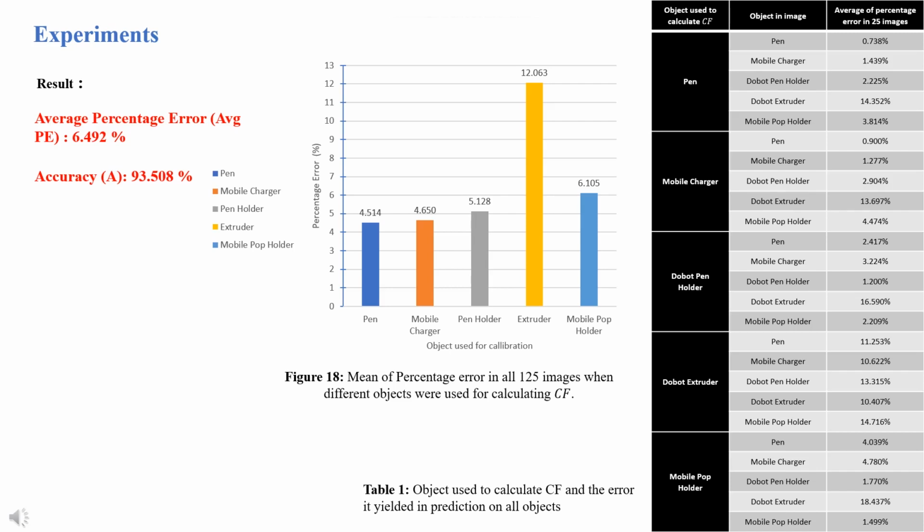When dot extruder was used for calculating the conversion factor, the average of the percentage error in all 125 images was at 12.063%, the maximum. This is likely resulted because of the large difference in the height of the extruder, 55 mm, and other objects. The mean height of other objects was 8.75 mm, which caused the extruder to appear bigger in the image than it actually was. Therefore, for the best results, the object with height closest to the mean of the height of all objects should be chosen for calculation.